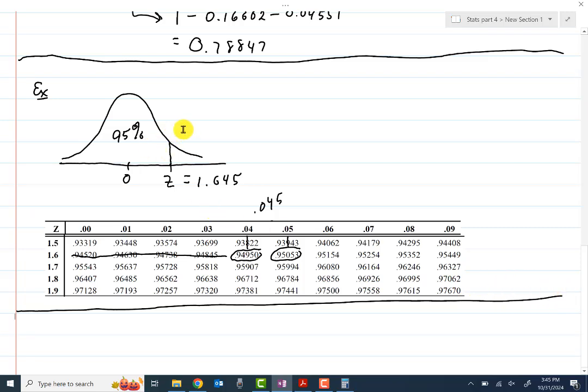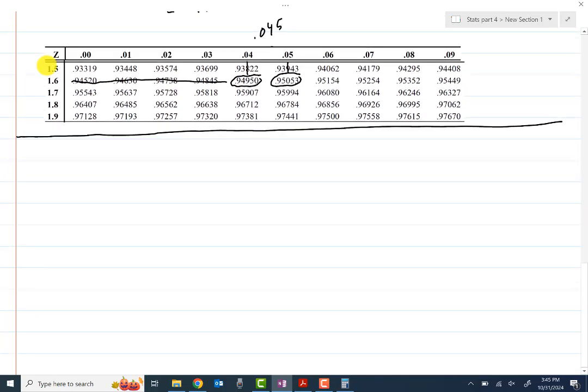So I imagine I'll probably give you about 3 of these as well. One that has shadings to the left, to the right, and then between. So you'll have to handle those situations.